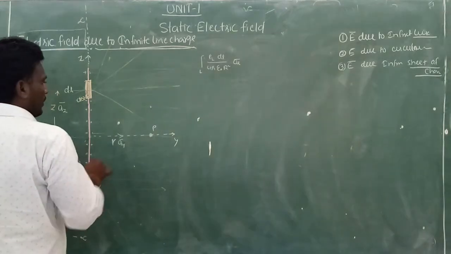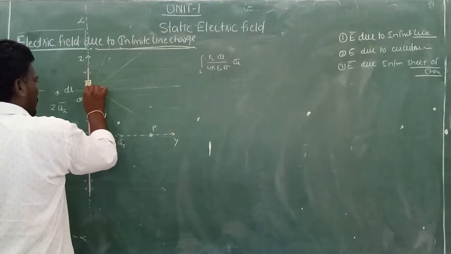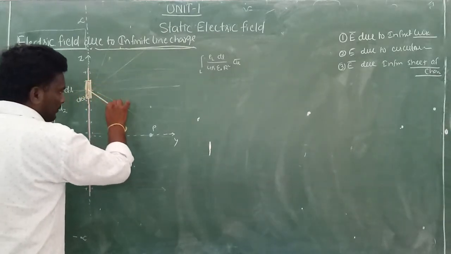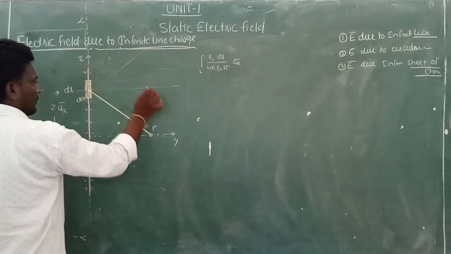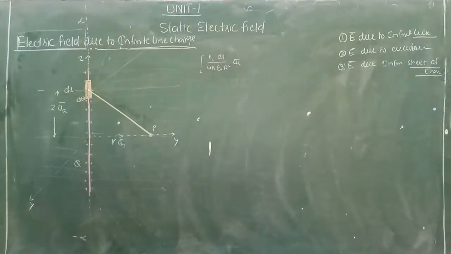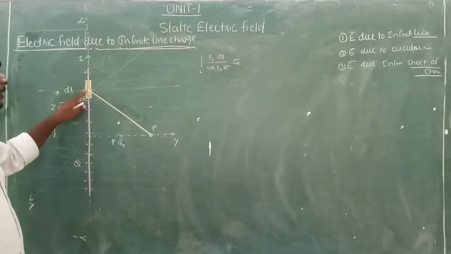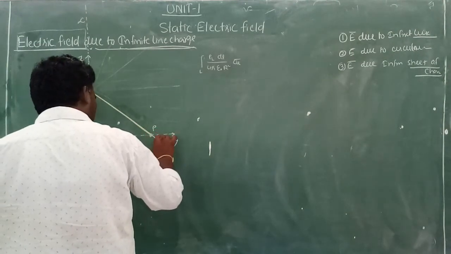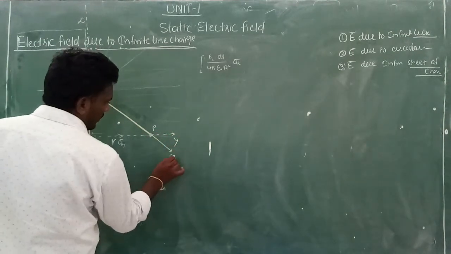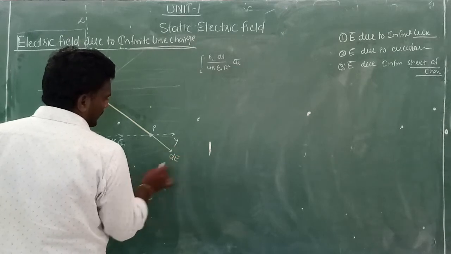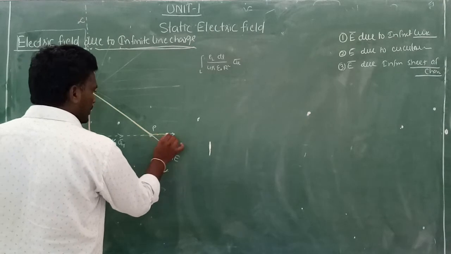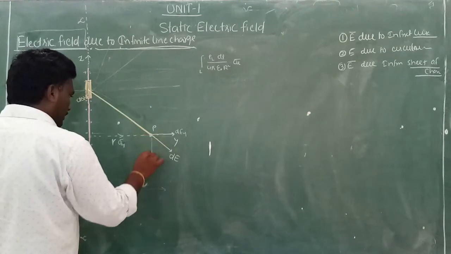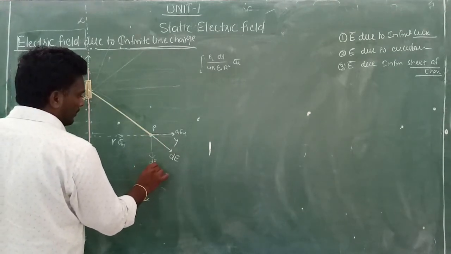Just draw the line between the differential element and point P. This is my line between the differential elemental length and point P. Now see, extend this line to here. This is the differential electric field intensity dE bar, and in the direction of y it has the component dEy bar, and in the z direction it has dEz bar.